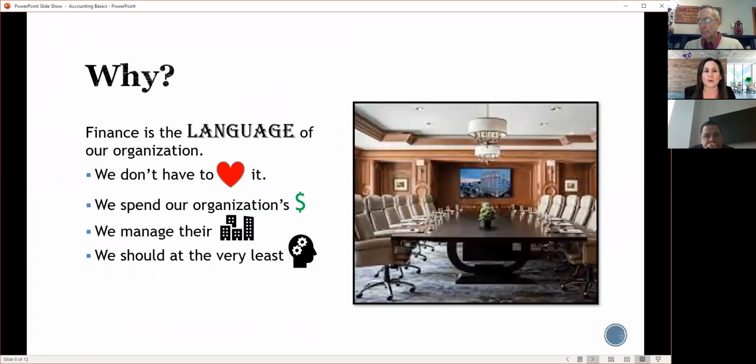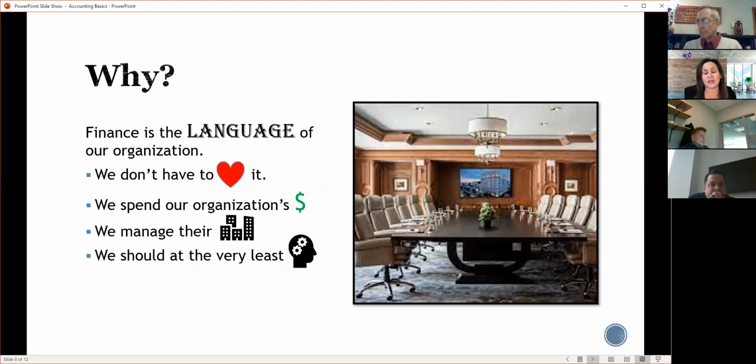So the last thing is sort of the why. Why do we even care? We're in facilities. Why do we care about accounting? And the truth is, it's because finance is the language of our organization. They care about money. Whether we like it or not, it's how things work. And we don't have to love accounting or love finance. We don't even have to like it. But we do spend a lot of money in our organizations, and we manage their buildings, which is, next to people, the biggest asset our organizations have. So at the very least, we should have a fundamental understanding of a little bit of accounting.